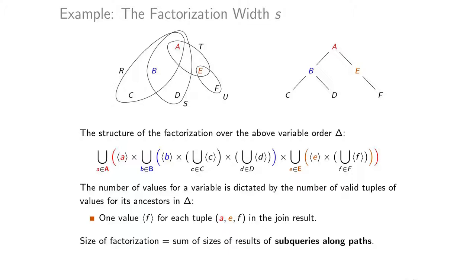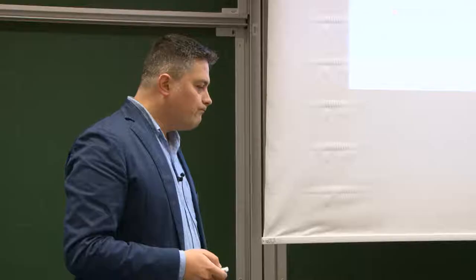You say, I will take a union over possible A values, and given an A value, I will take a union over B values, and given a B value, a union over C values, in a product with the union over D values. And then I go up and I say, this union over B values with all its subtree comes in a product with the union over E values, and for each E value I have F values. So I basically read it out from the structure of the variable order.